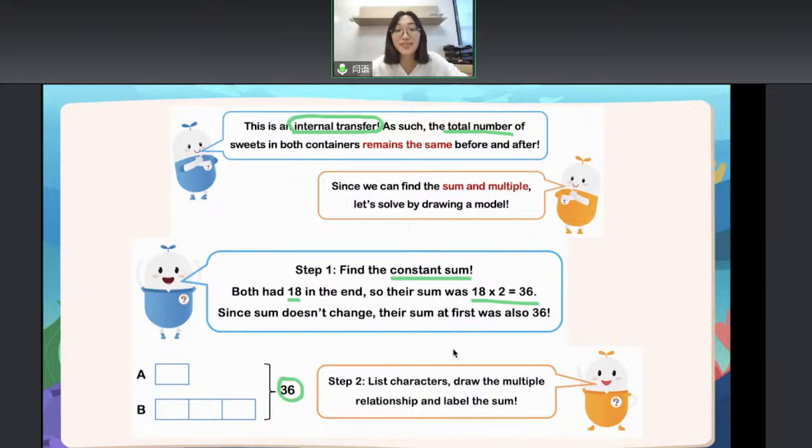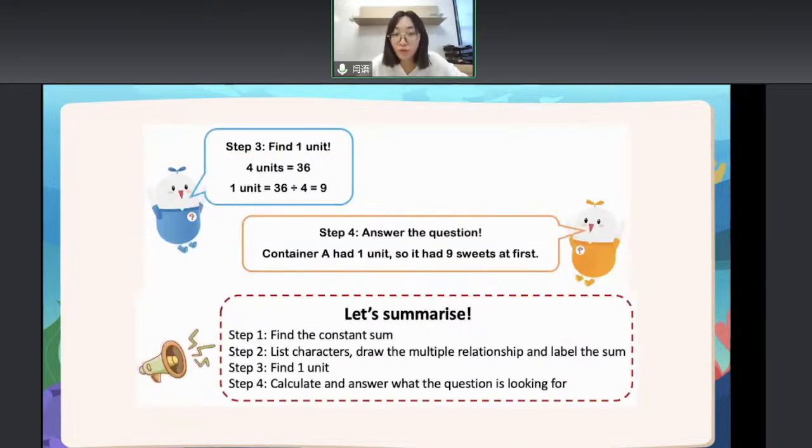You can just add them together. We have 4 units in total, and the sum is 36. So 1 unit should be 9. Which container had 1 unit? That is container A. So it had 9 sweets at first.